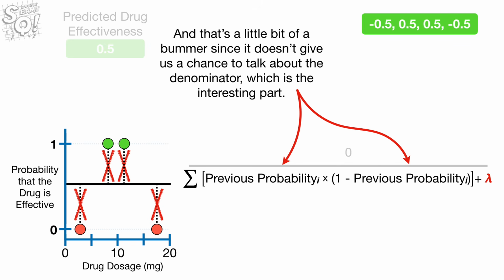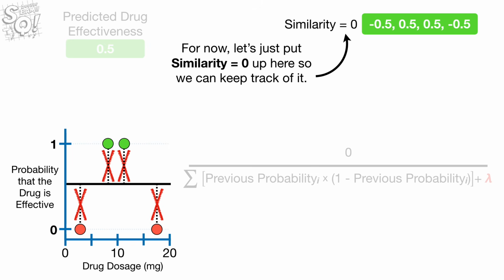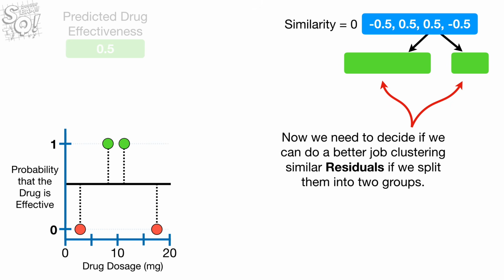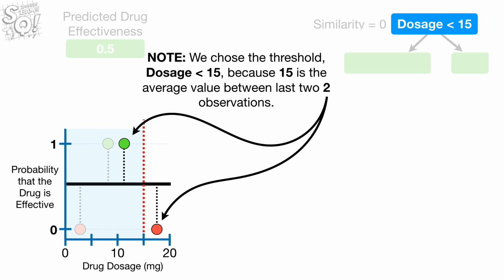And that's a little bit of a bummer, since it doesn't give us a chance to talk about the denominator, which is the interesting part. However, don't freak out. We'll get to it soon. For now, let's just put similarity equals 0 up here so we can keep track of it. Now we need to decide if we can do a better job clustering similar residuals if we split them into two groups. We'll start with this threshold, dosage less than 15. Note: we chose the threshold, dosage less than 15, because 15 is the average value between the last two observations.